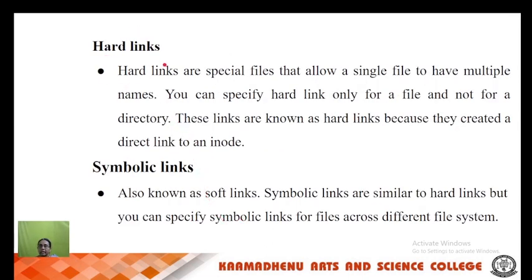Next we have hard links. Hard links are special files that allow a single file to have multiple names. You can specify a hard link only for a file and not for a directory. These links are known as hard links because they create a direct link to an inode. Next we have symbolic links. The symbolic link is also known as a soft link. Symbolic links are similar to hard links, but you can specify symbolic links for a file across different file systems.